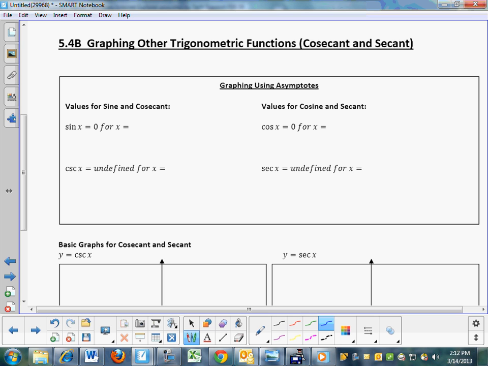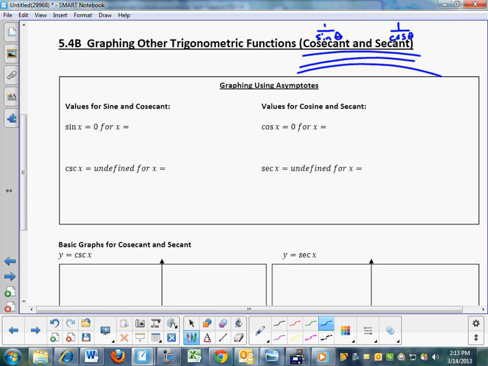Okay, values for sine and cosecant. Sine is equal to 0 for certain values. We need to figure this out, okay? In order to graph secant and cosecant, which is our goal for today, we have to be able to graph sine and cosine. Why? Because cosecant is 1 over sine of theta, and secant is 1 over cosine of theta, right? That's the relationship. So we have to understand something about their reciprocal before we actually do this. So let's think about where sine is equal to 0.